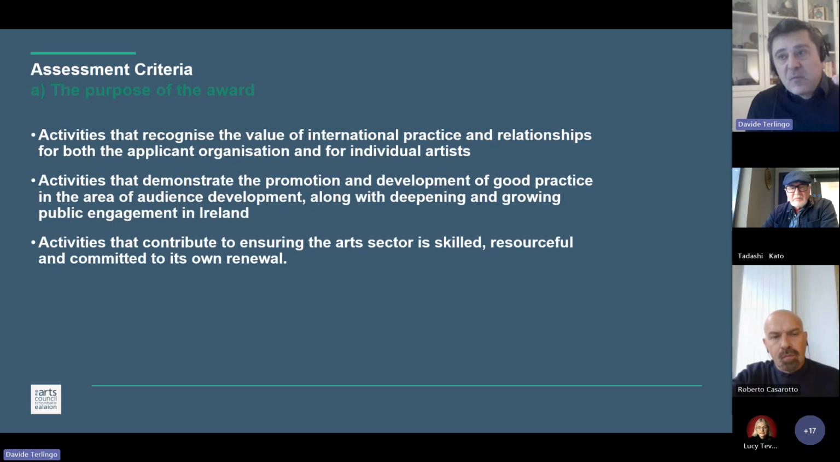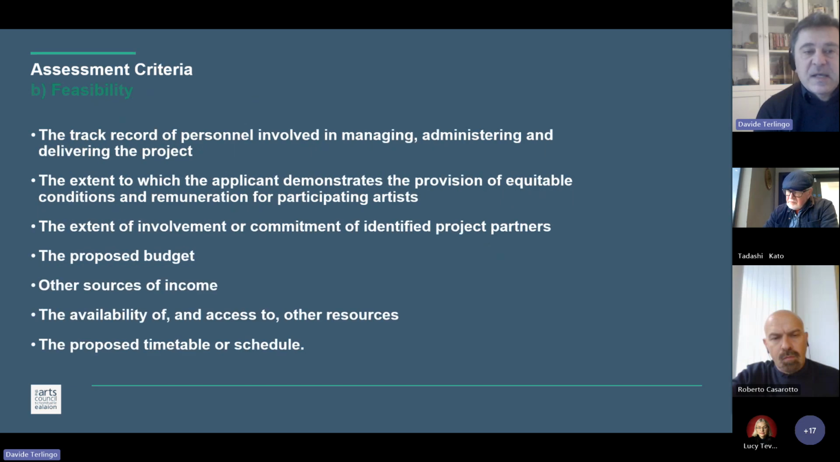Okay, so the two criteria: one is the purpose of the award. So we write a narrative, an assessment that is reflective of this criteria, and we'll be looking for evidence that your proposal is addressing these three points. Okay, it's very important. And the other criteria is feasibility. So these are the only two criteria.